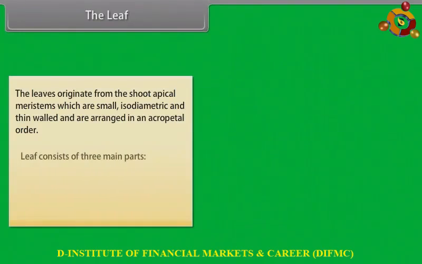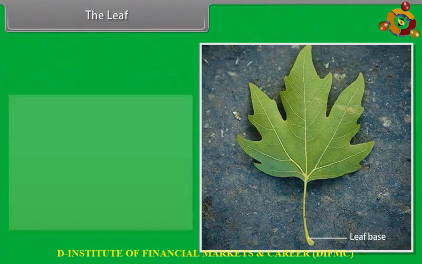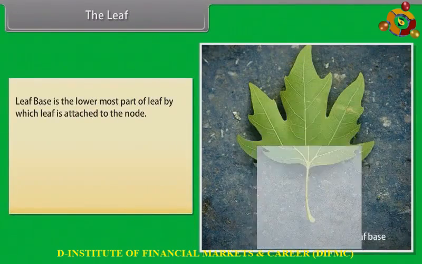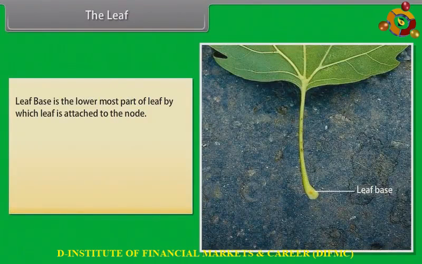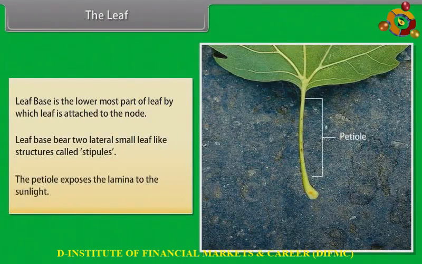Leaf consists of three main parts: leaf base, petiole, lamina. Leaf base is the lowermost part of the leaf by which leaf is attached to the node. Leaf base bears two lateral small leaf-like structures called stipules. The petiole exposes the lamina to the sunlight.